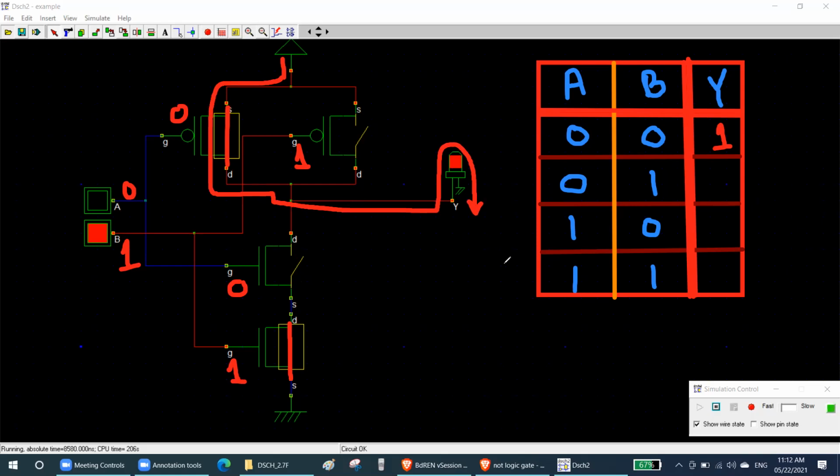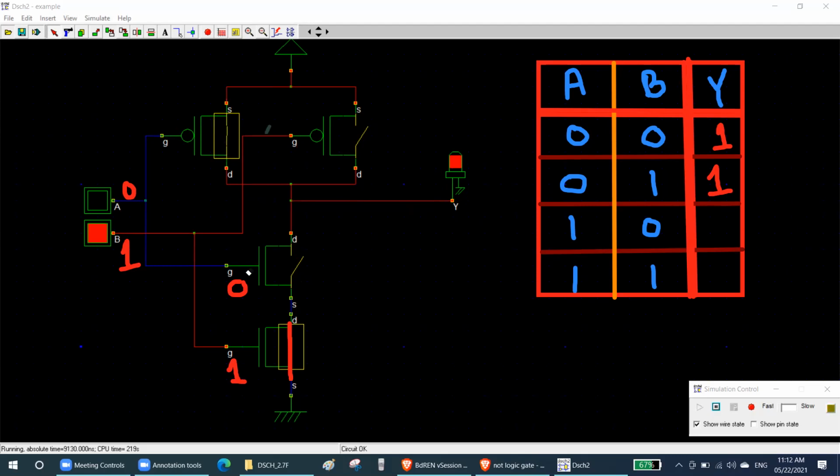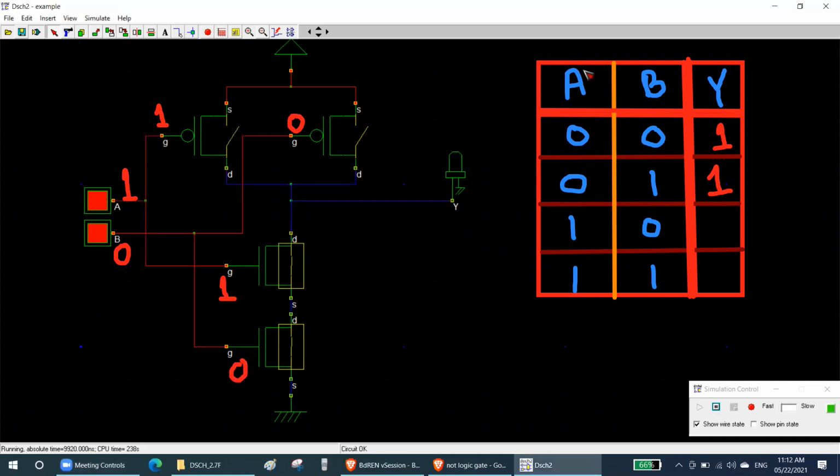So what will you get? For 0, 1, you are getting 1. Got my point? Yes, sir. Similar thing will happen if you use 1, 0. If I give 1 here and 0 here, this should be 1. I didn't change it. I will change it. No problem. This will be 0. So let's change it.